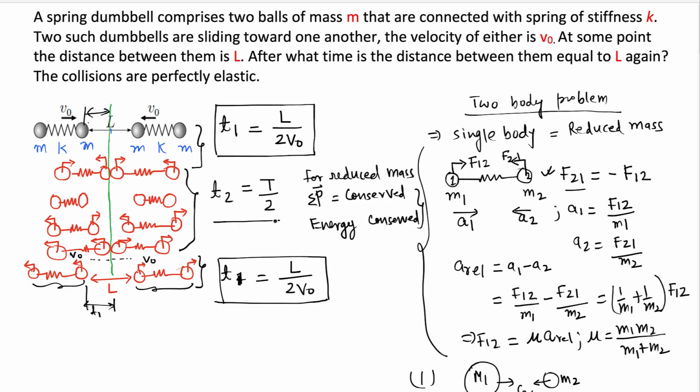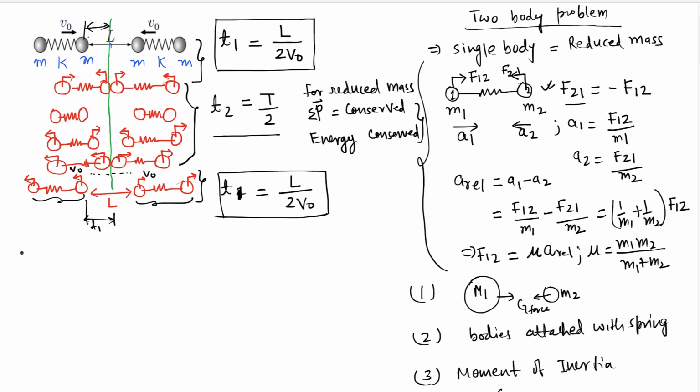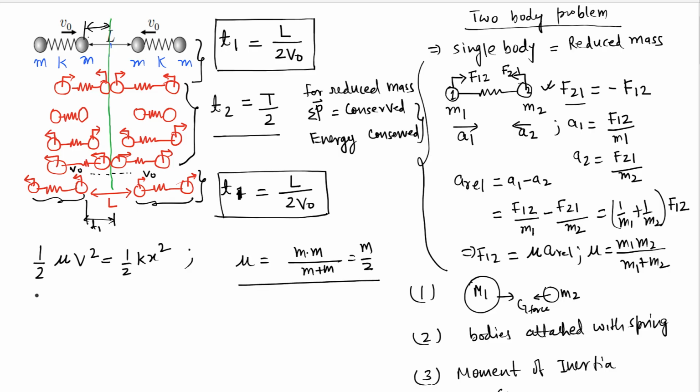All we need to do is find out the T2. Okay, so for T2, let's use the energy conservation. Okay, so how do we write in a reduced mass scenario? We can say, well, half mu v square equal to half k x square, where mu is the reduced mass. Okay, I hope you see this part here. Okay, now what is mu? Mu is m into m by m plus m. So that is m by 2. So then this becomes m by 2 v square equal to k x square.